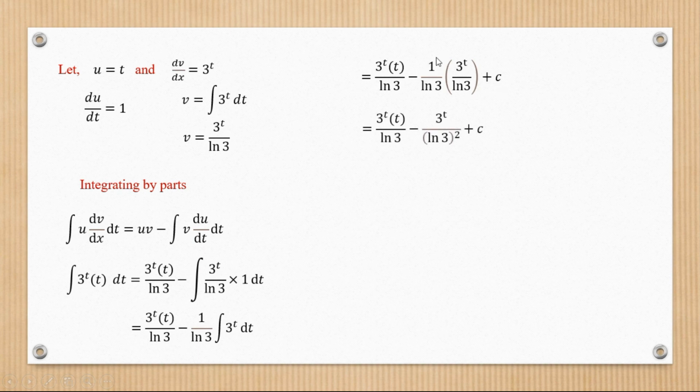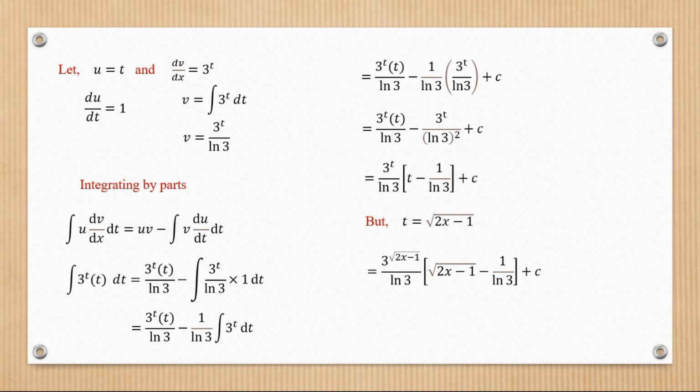Now, as you can see, when I multiply this to this, I'll have ln 3 squared, and 3 to the power t shall be at the numerator. Then I can factorize out 3 to the power t over ln 3, and inside I'll be left with t minus 1 over ln 3, plus c. But remember, t is actually the root of 2x minus 1, so this means we'll have 3 to the power root 2x minus 1, over ln 3, times the bracket, root of 2x minus 1, minus 1 over ln 3, close bracket, plus c. So this is therefore our final answer, as you can see right there.